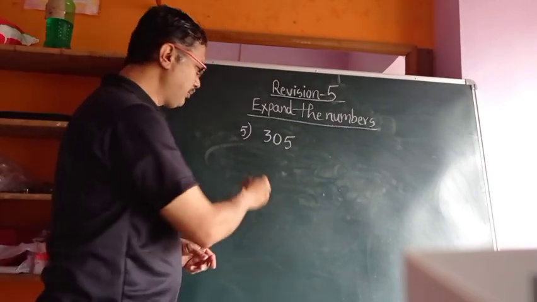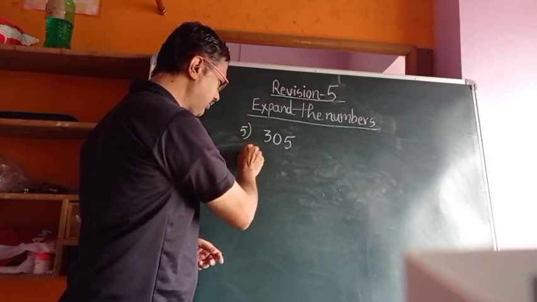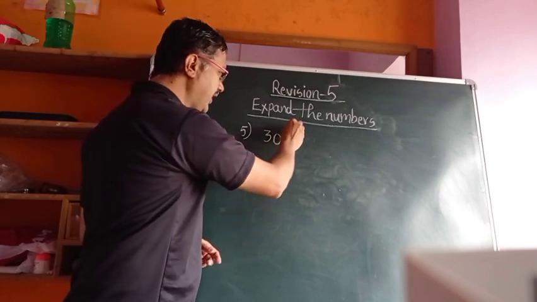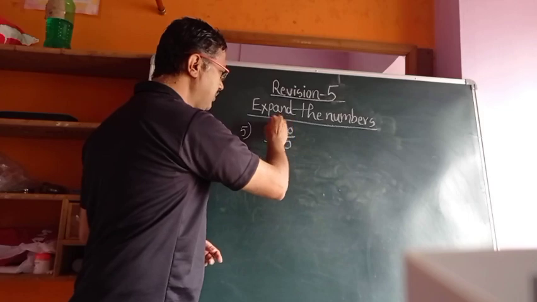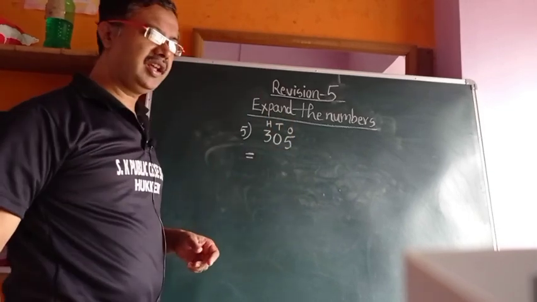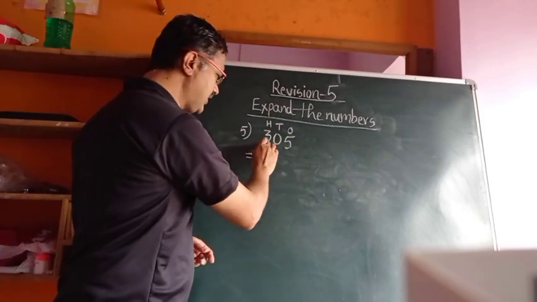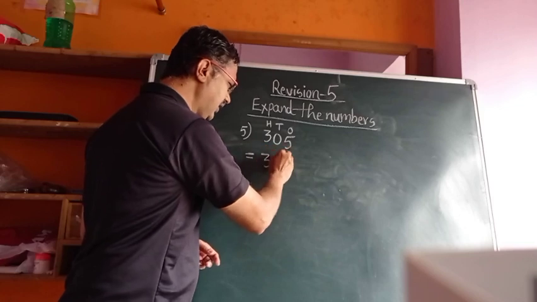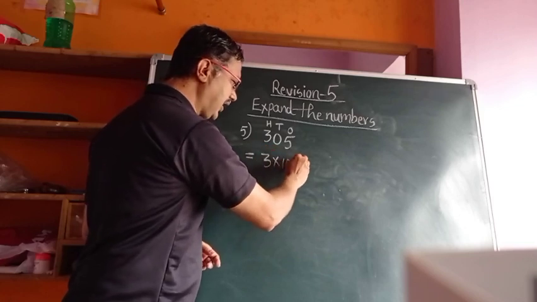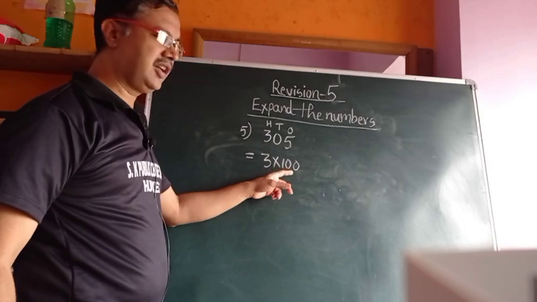How to write these numbers in expanded form? As usual, it is ones place, tens place, 100 place. Once again I will write here. This 3 we will write here, it is in the 100 place, so we are writing 300.